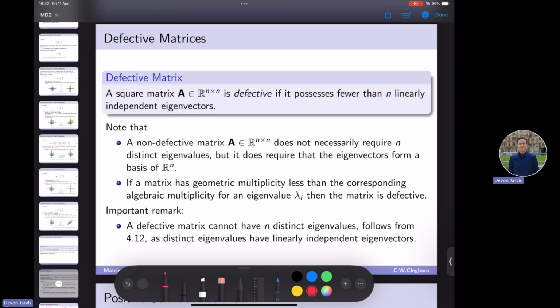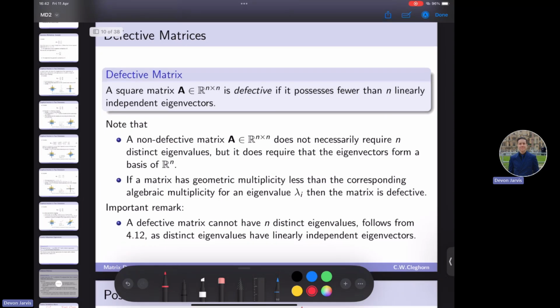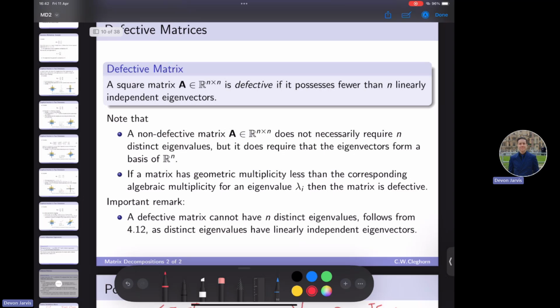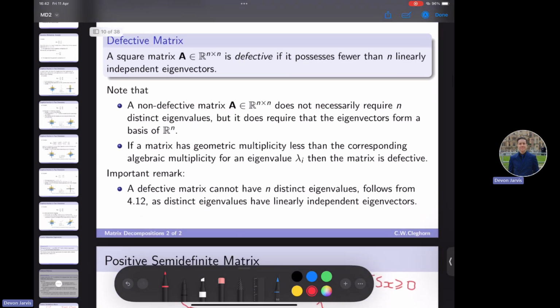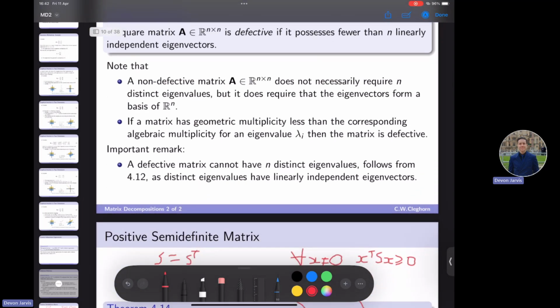That's less definitions heavy. Okay, but note that a defective matrix does not necessarily require indistinct eigenvalues, but it does require that the eigenvectors fail to form a basis of Rn. So again, if geometric multiplicity matches algebraic multiplicity, even if algebraic multiplicity is greater than 1, if you have that many distinct vectors for that space, then you're still fine. So it doesn't go both ways. If a matrix has geometric multiplicity less than the corresponding algebraic multiplicity, then the matrix is defective, and a defective matrix cannot have n distinct eigenvalues.